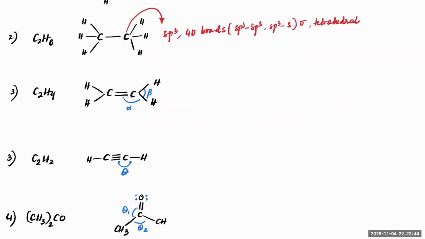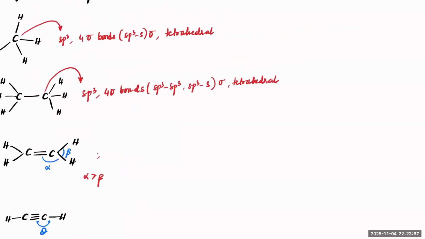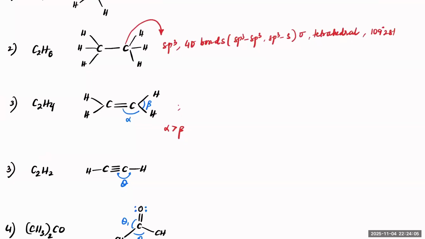Next, if you have a double bond, alpha is greater than beta in this case, right? Alpha is greater than beta, and the bond angle expected is around 109 degrees. Sorry, here also I'll write down 109 degrees 28 minutes. Here also we expect around 109 degrees 28 minutes. Here alpha is greater than beta.